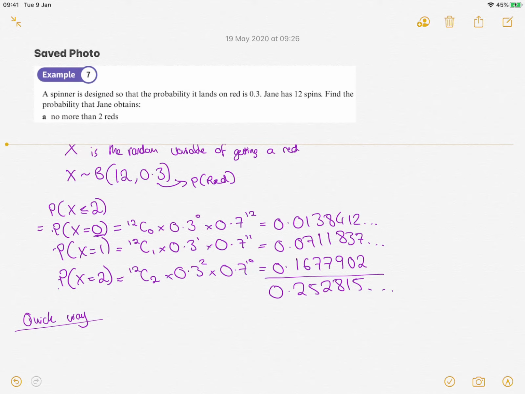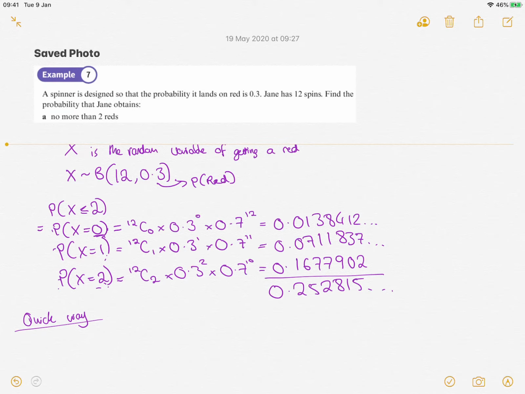So you need to go to main menu, then 2, then press dist for distribution, which is the F5 button, then F5 for binomial, and then BCD because we're doing cumulative distributions, cumulative because we're adding together different probabilities here. So let's see how we get that in the calculator.